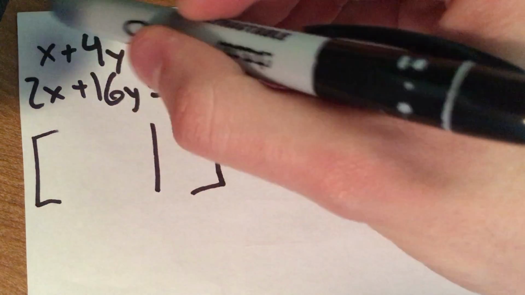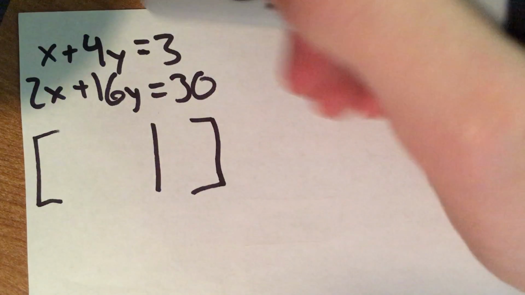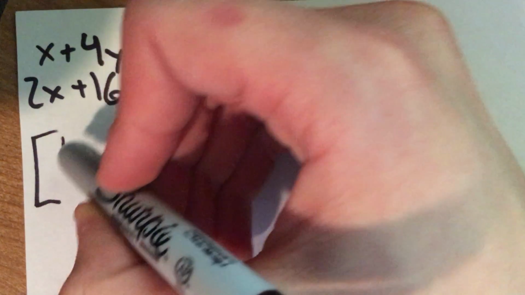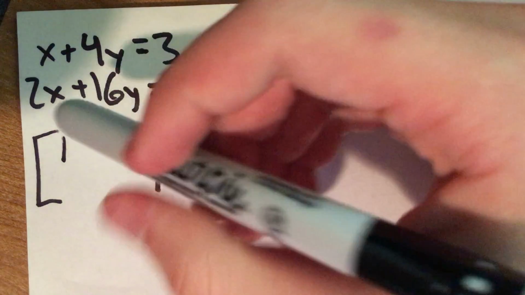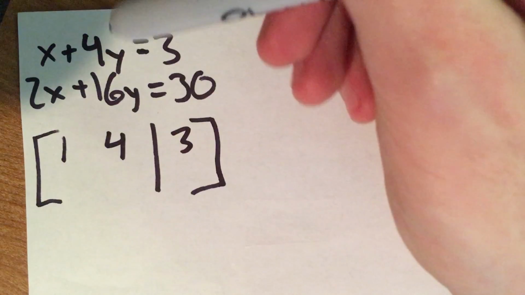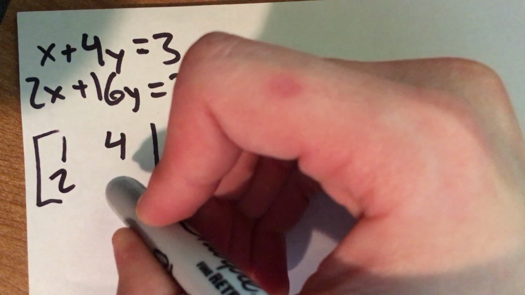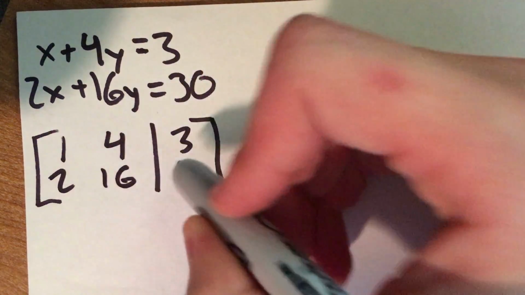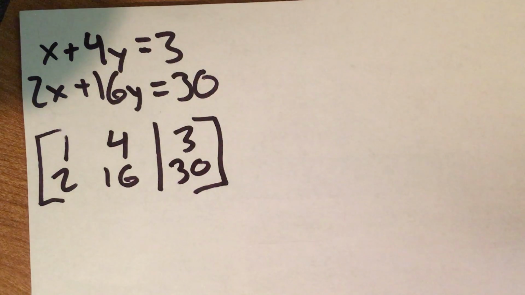So what I mean is x plus 4y equals 3 is going to be written as 1, and then a 4, and then a 3, okay, because 1 comes from 1x, 4 comes from 4y, and 3 from 3. Then you would bring down 2 from 2x, 16 from 16y, and 30, okay?